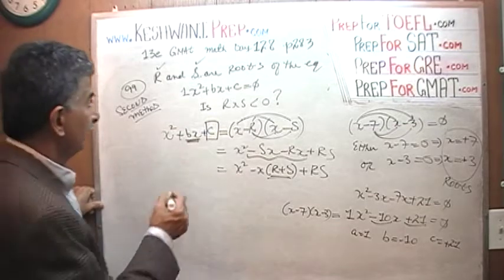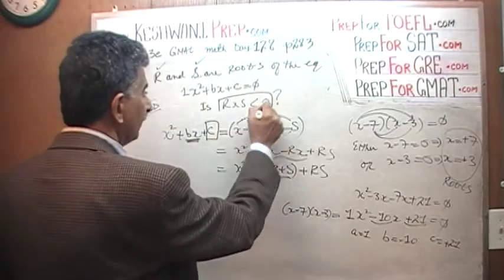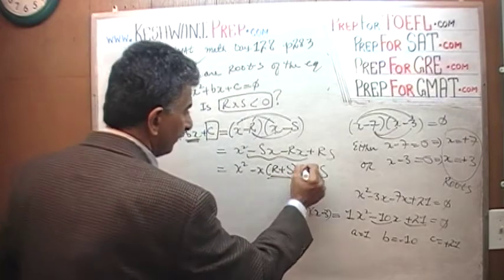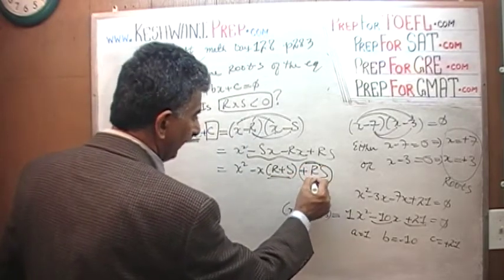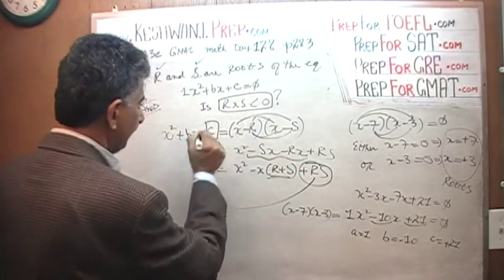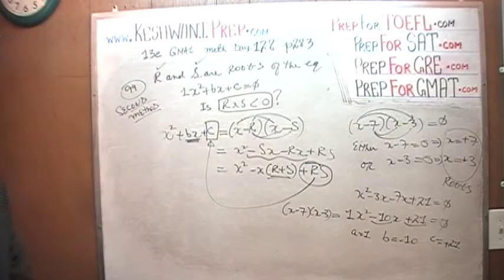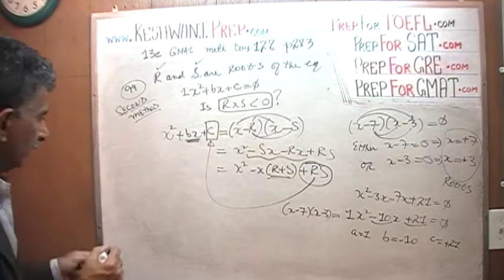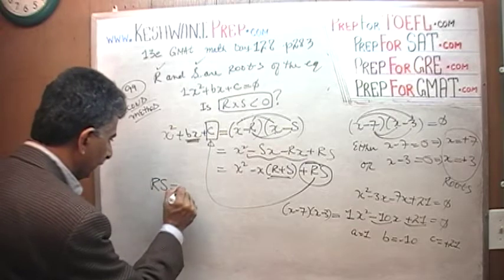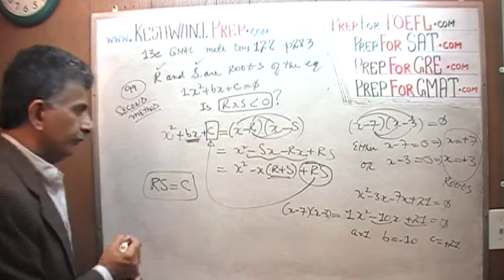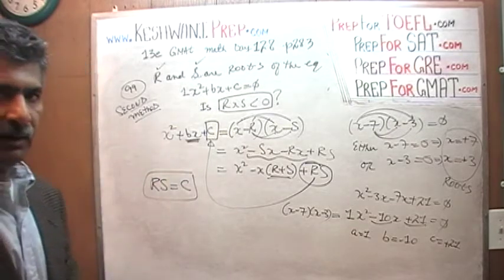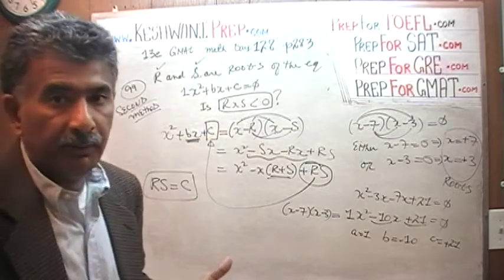What we are interested in is the product of R and S. We are interested in this part, and this RS must be C. So R times S equals C. And as long as we can find out something about the coefficient C, we are all set.